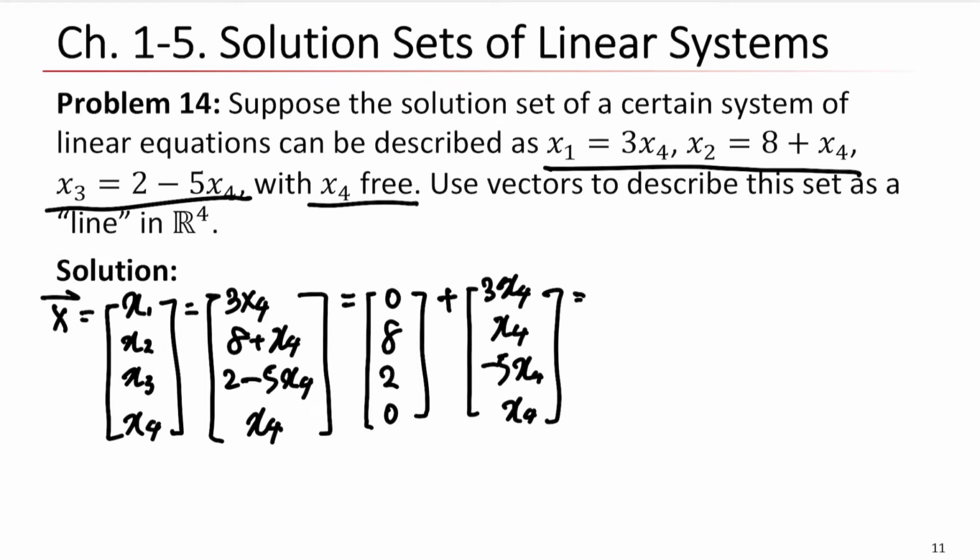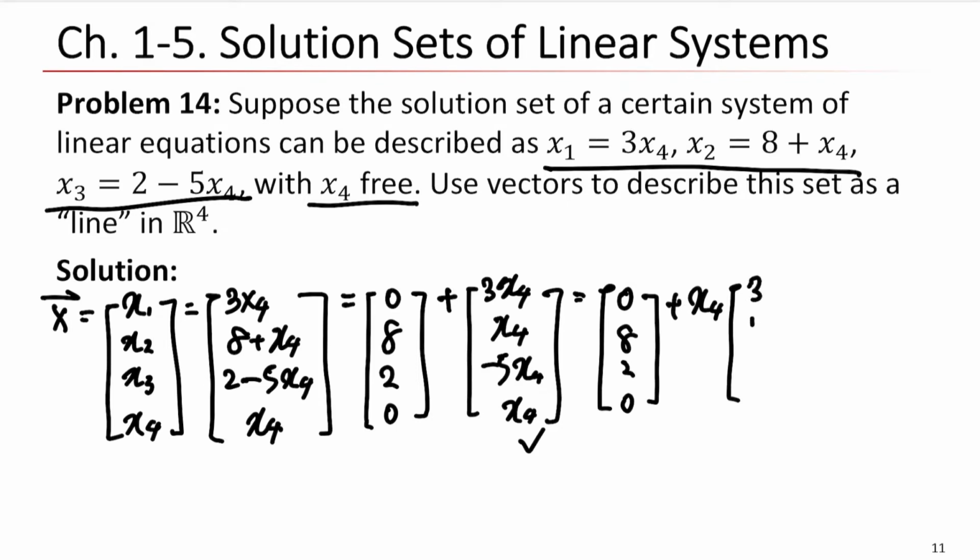Then we can extract x4 from this column vector. Then it will be x4 times 3, 1, negative 5, 1. In this case, we can say that this is vector p and this is vector q. Then the final solution will be x4 times this one. So in this case, x4 is the scalar value.